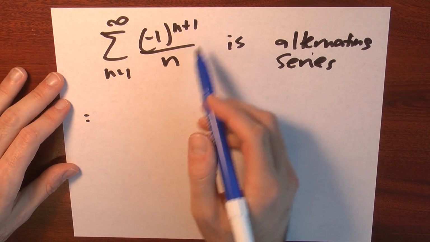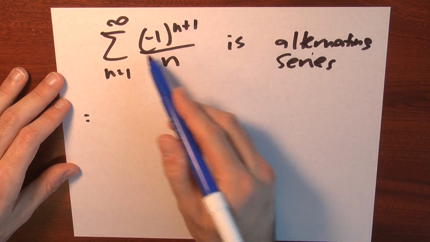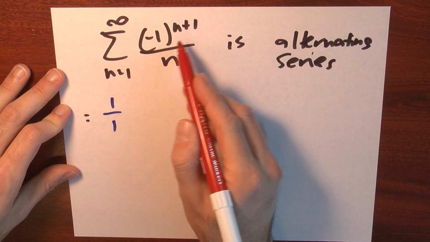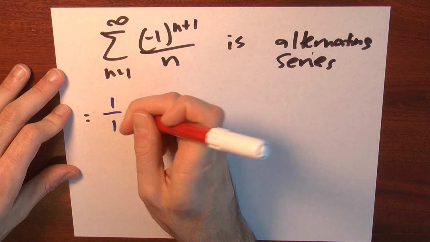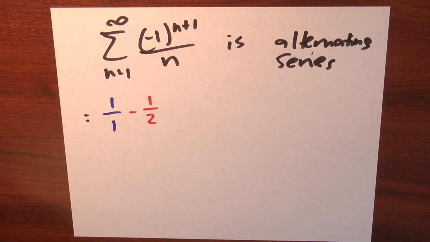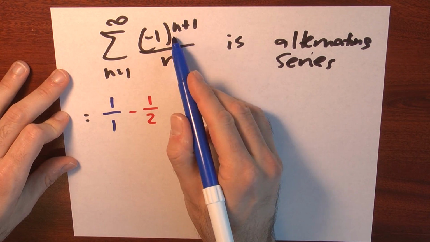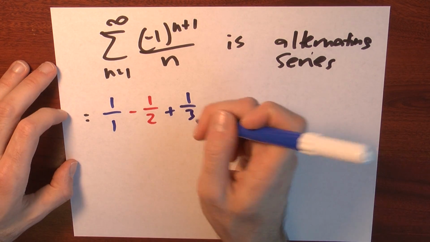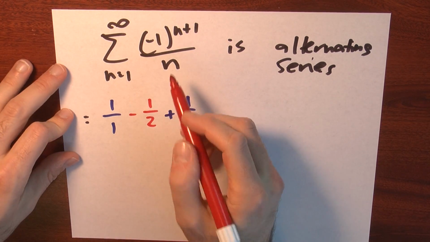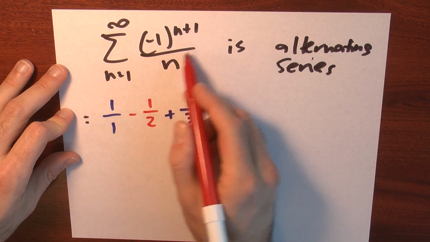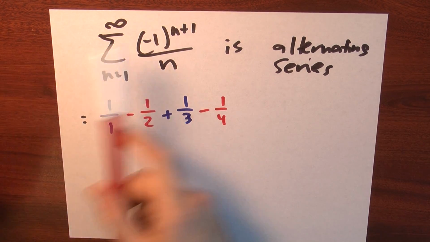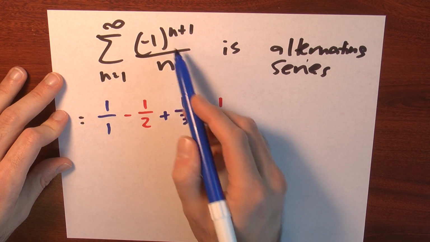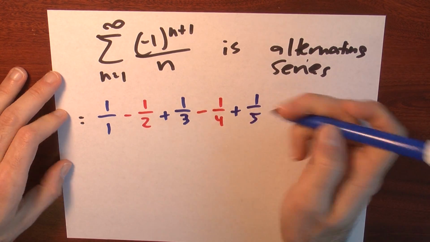If I plug in n equals 1, I get negative 1 squared, which is 1 over 1. When I plug in n equals 2, I get negative 1 cubed over 2. That's negative 1 over 2, so minus a half. When I plug in n equals 3, that's negative 1 to the 4th over 3, which is plus a third. When I plug in n equals 4, I get negative 1 to the 5th over 4, so minus a fourth. When I plug in n equals 5, I get negative 1 to the 6th over 5, so plus a fifth.